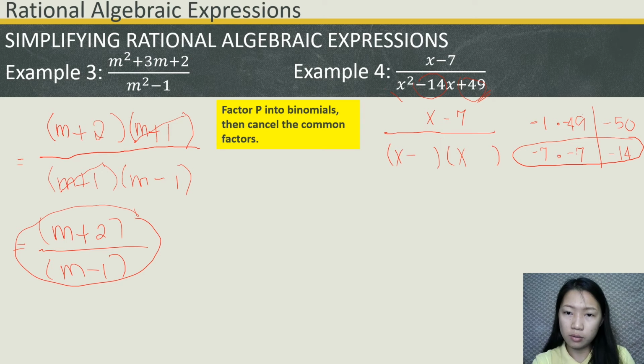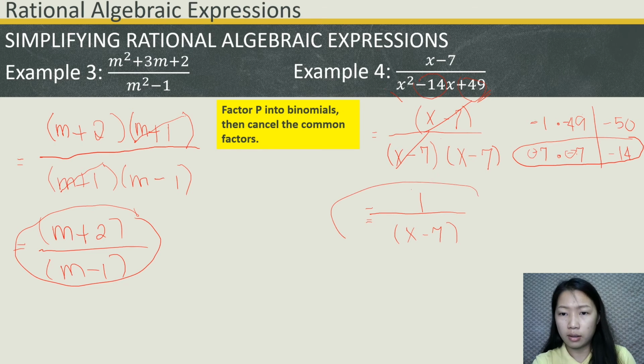So, x minus 7. X minus 7. Dahil nga negative parehas. Ano ang common factor? Right. Isa lang. Cancel mo na. Ano natira sa taas? Wala. That means 1 over x minus 7. And this is the simplified form of this expression.